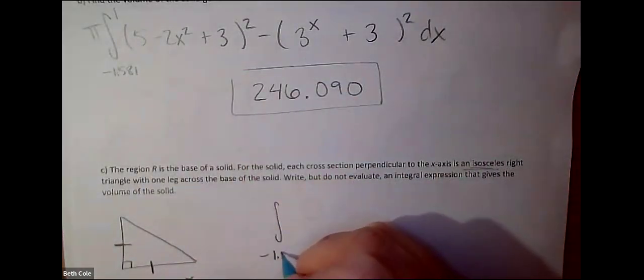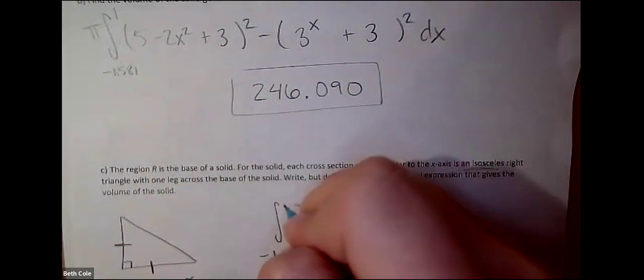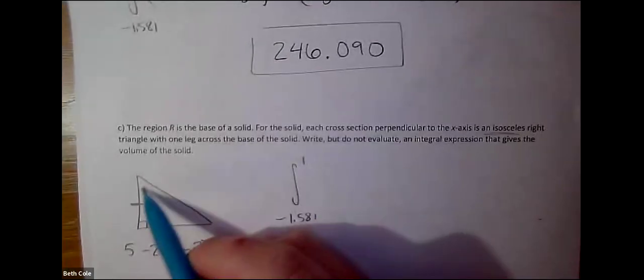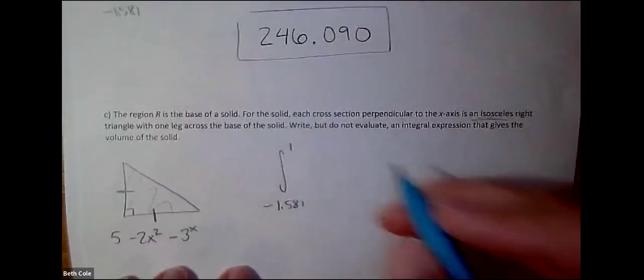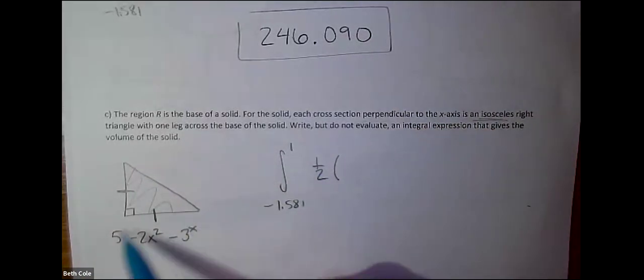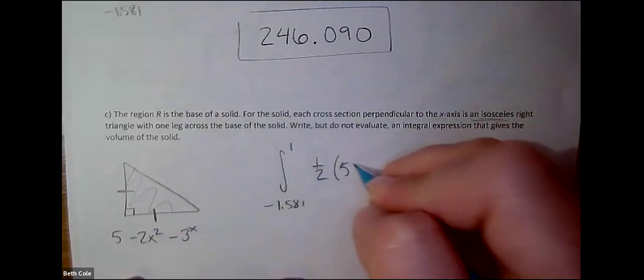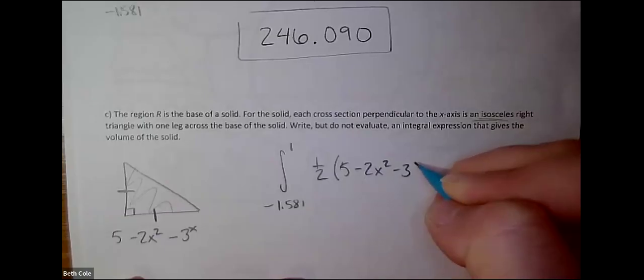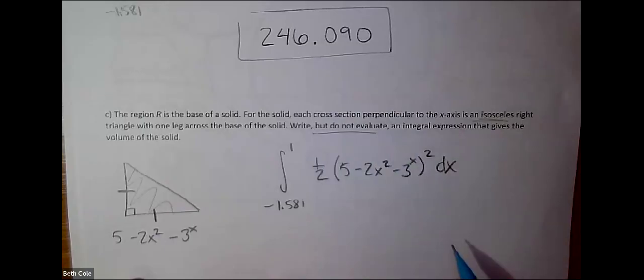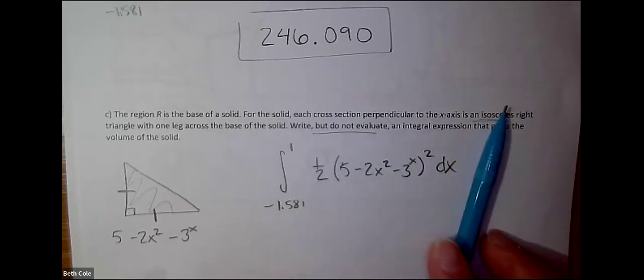We want it to be the same boundaries as we had here because we're using the same region. It was region R. Inside of here, we want the area of our shape. A triangle is 1/2 base times height. The base and the height are both going to be the same, though. So instead of writing it twice, I'm going to just write squared. And it says write, but do not evaluate. So that is the answer. You don't have to actually type it in.